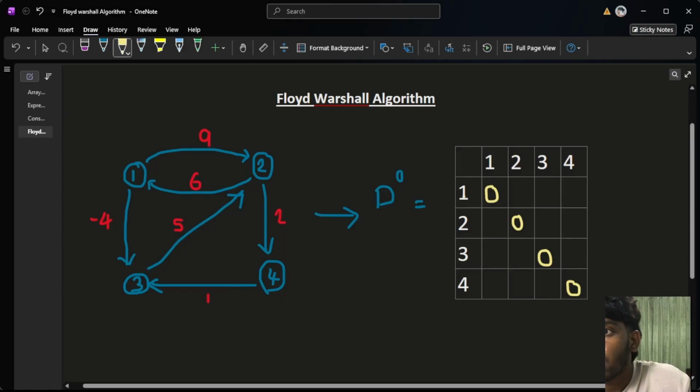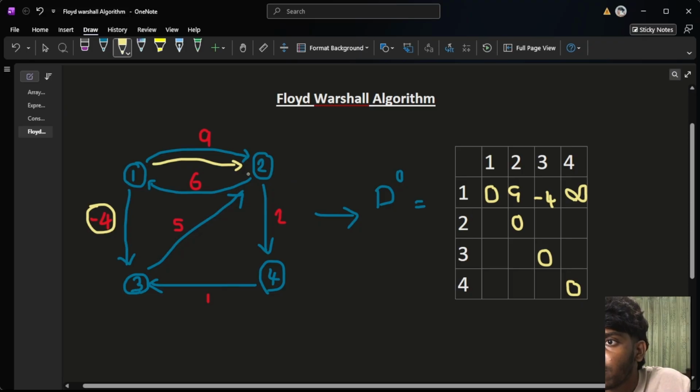So what is the distance from 1 to 2? You can see here the way from this node to this node is 9. So we're going to mark this as 9, and then 1 to 3. You can see this is the distance from this node to this node, which is minus 4. And 1 to 4, in this case we don't have a direct edge, so therefore we are going to mark this as infinity.